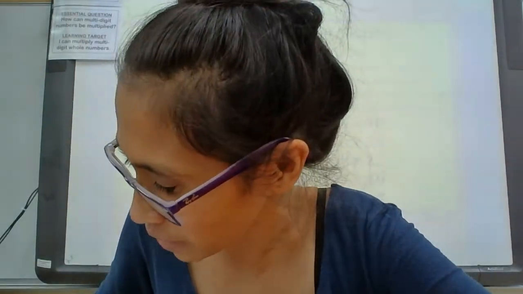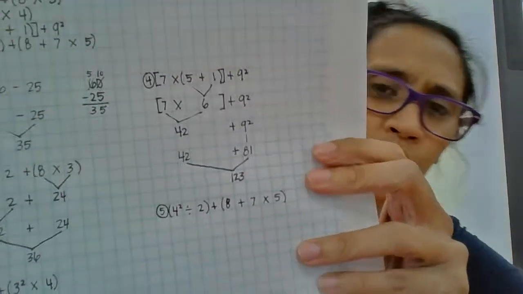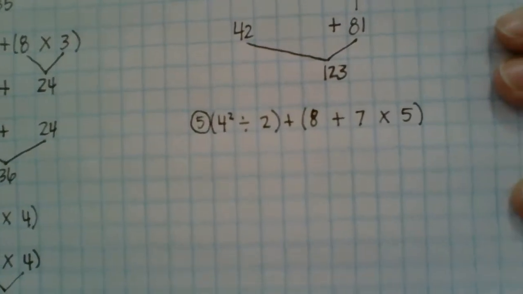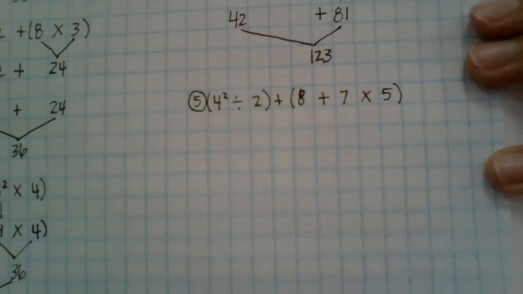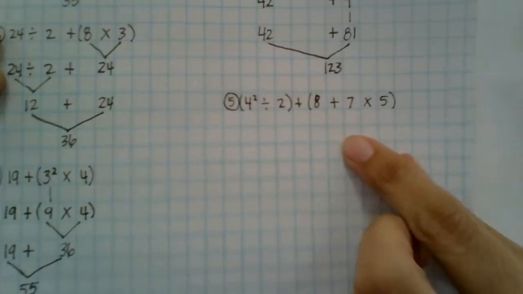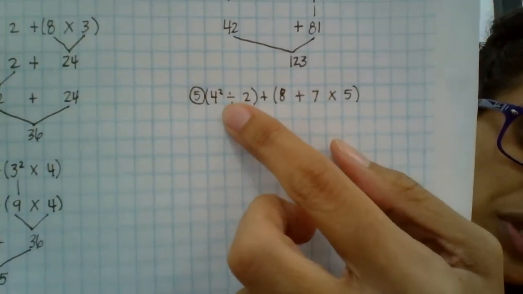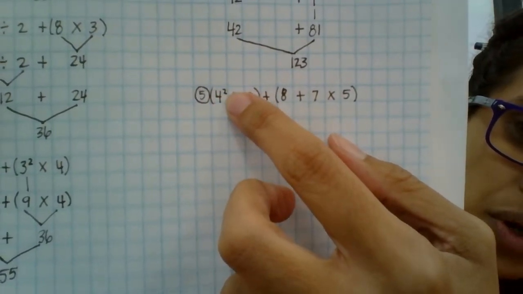All right, number 5. 4 to the second power divided by 2. Close that parentheses, plus 8 plus 7 times 5. Close that parentheses. It's like a weird looking 8. All right, where do we start? So we have 2 sets of parentheses, so we're just going to go from left to right. We're going to start with this one. We're going to have 4 to the second power, which is what?